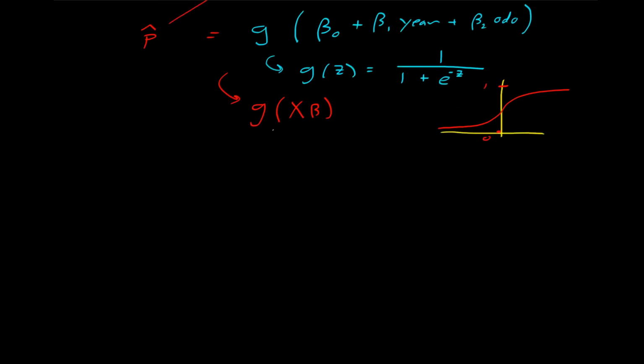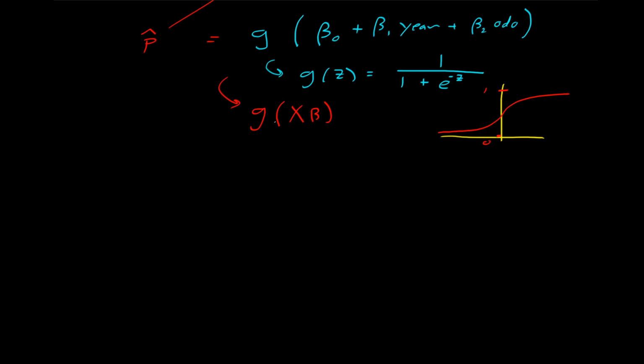So let me draw that graphically, and I'll try and keep at least some of these equations on the screen. Same thing, we have 3 features, and the first feature is just a 1. And we have another feature, x1, that's the year the car was made, year. And then we have another feature, x2, that's the number of miles on the odometer.